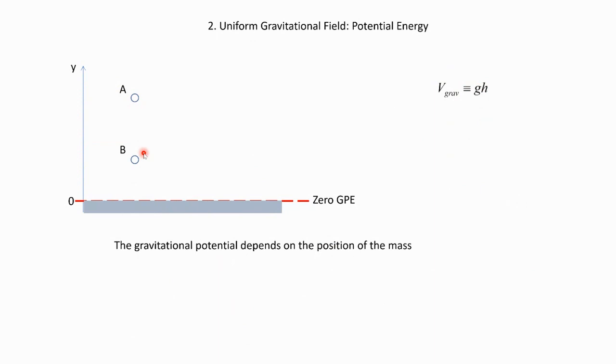So here are two places, A and B. Which one of these has more gravitational potential, A or B? Somebody give an answer. A. We're all saying A. Yeah, exactly, because the h is higher. The height, the y coordinate of position A, is bigger than the y coordinate of position B. So more gravitational potential up there.